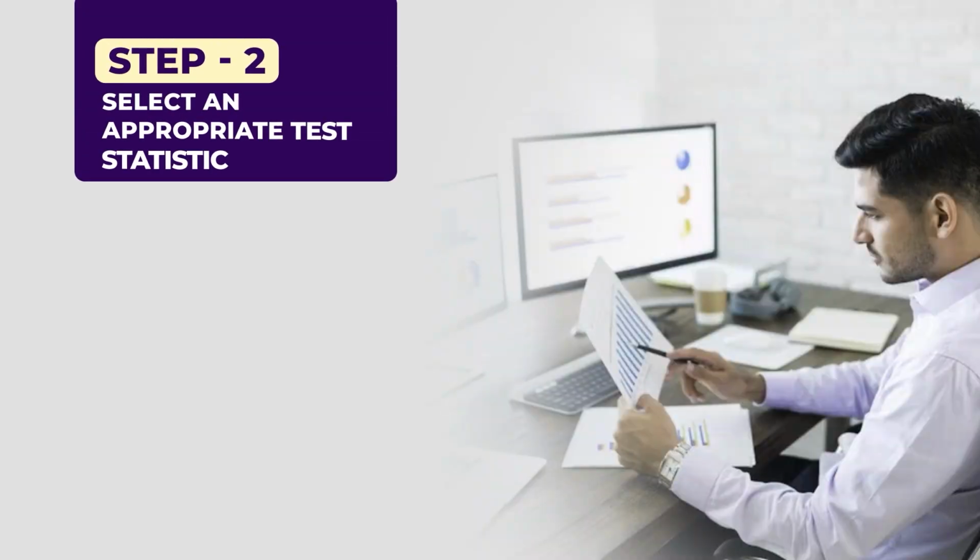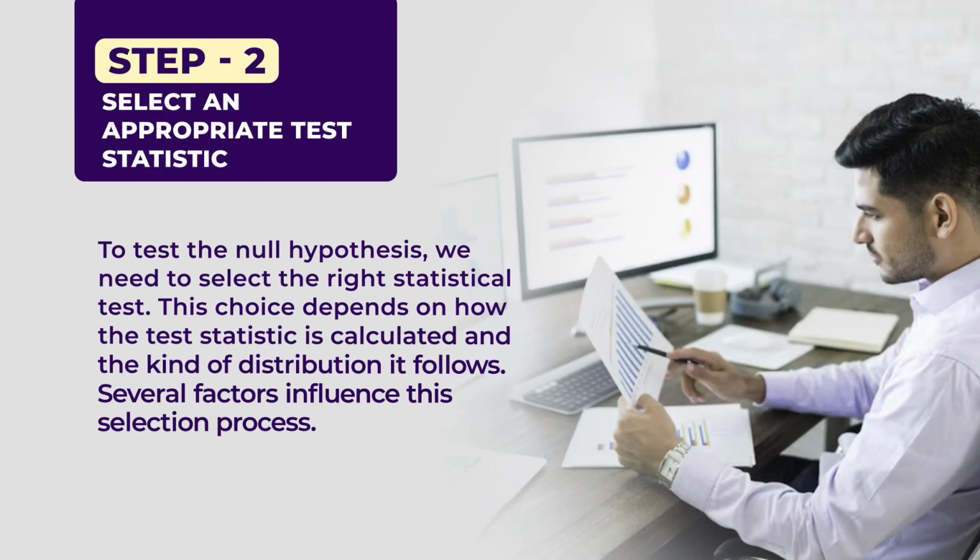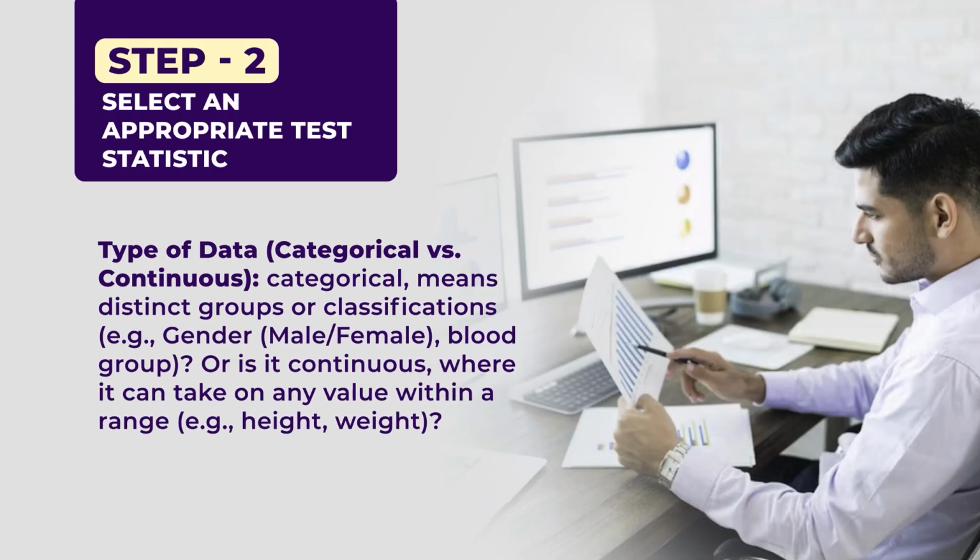Step 2 is to select an appropriate test statistic. In order to test the null hypothesis, we need to select the right statistical test. This choice depends on how the test statistic is calculated and the kind of distribution it follows. Several factors influence this selection process. The optimal test for a given data set depends on factors such as the type of data: is it categorical or continuous? Categorical means distinct groups or classification, for example, gender as male or female, or blood groups: O group, A group, B group, etc.